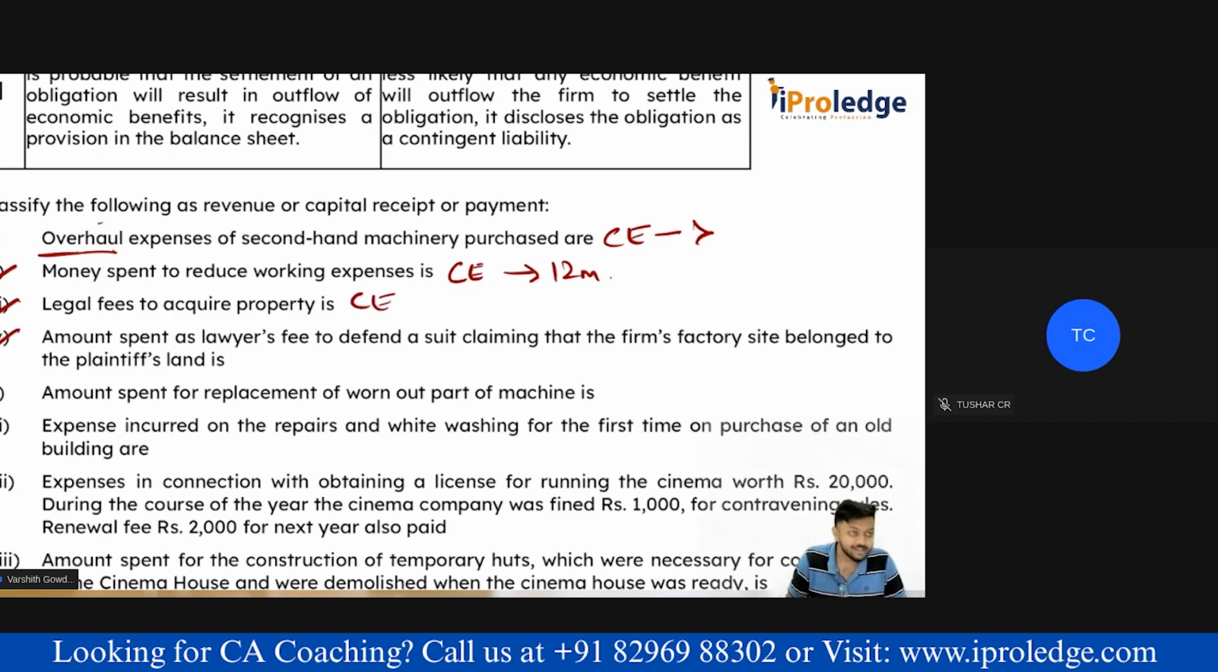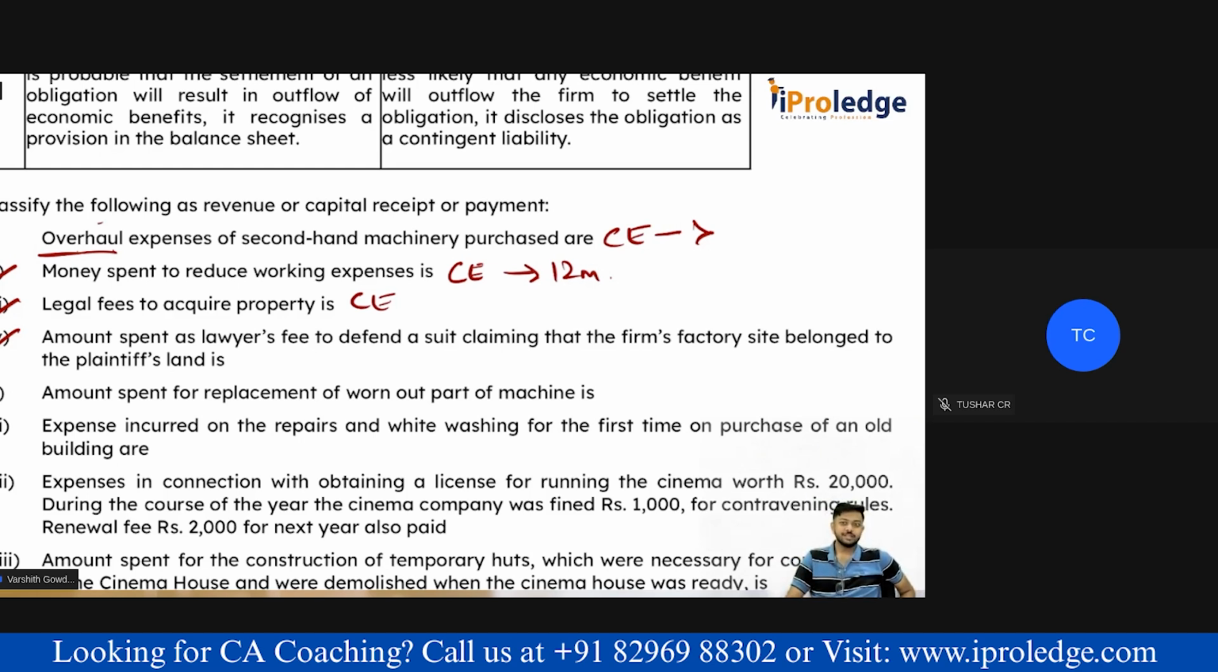Next, amount spent as lawyer's fee to defend a suit, that is, a case, claiming that the firm's factory site belonged to the plaintiff's land. So some guy came and said, this is my land, and put a case. Now tell me, is it capex or revenue? Why not capex? It is not directly related. We are not acquiring anything. We have already acquired. It's not directly attributable.